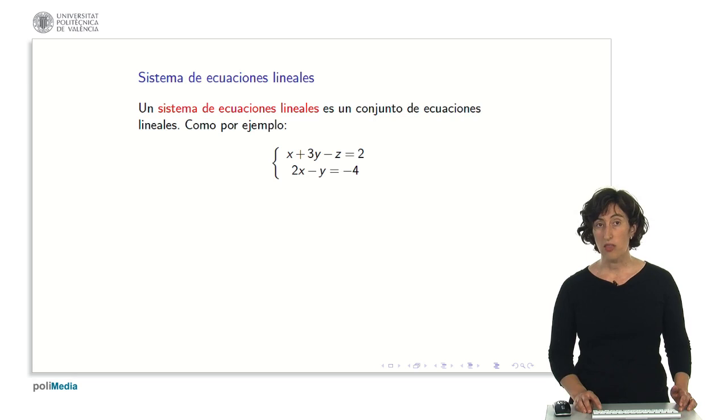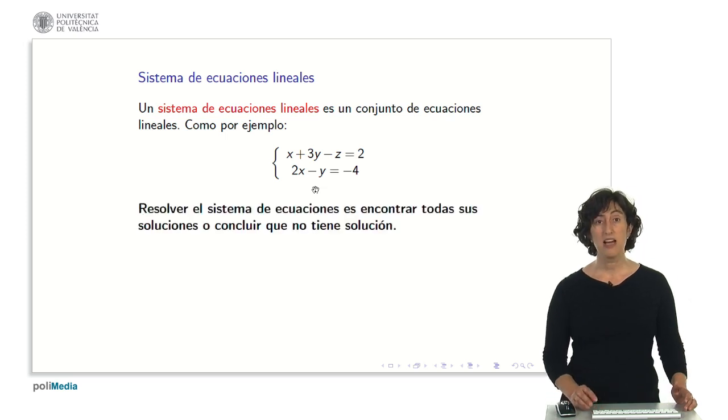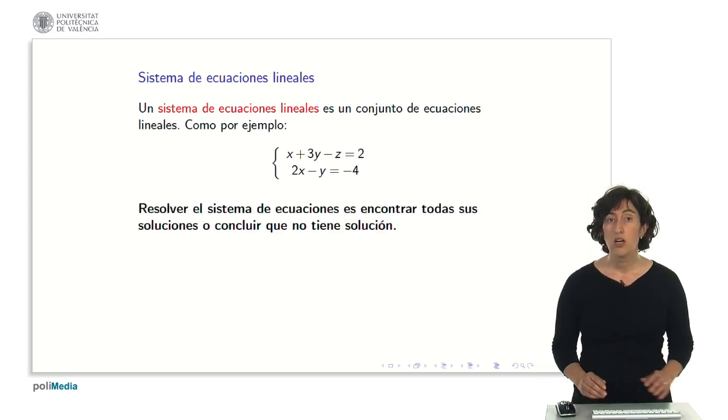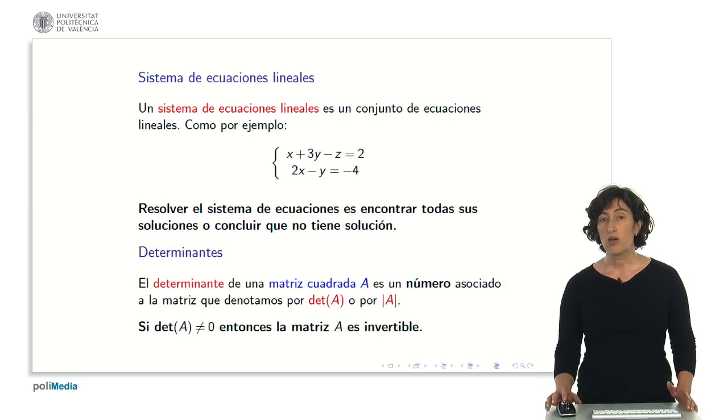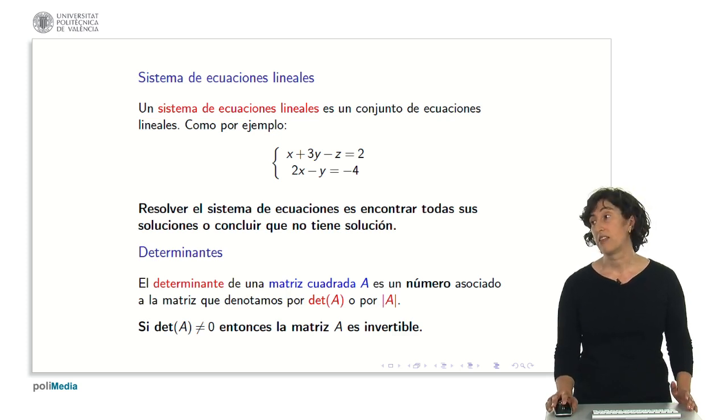So, we will start by remembering that a linear equation system is a set of linear equations such as the one you have on the screen, and that solving the system is to find all its solutions or to conclude that the system does not have a solution. On the other hand, the determinant of a square matrix is a number associated with the matrix that we denote by this expression that you see on the screen, and which will help us to, for example, know if the matrix is invertible or not, depending on the value of the determinant. If the determinant is 0, then the matrix is not invertible. And if the determinant is different from 0, then the matrix has an inverse matrix.